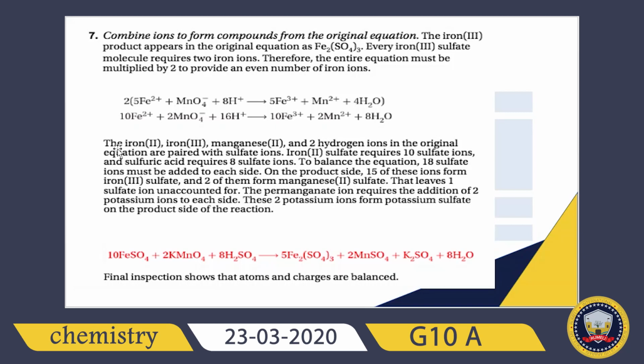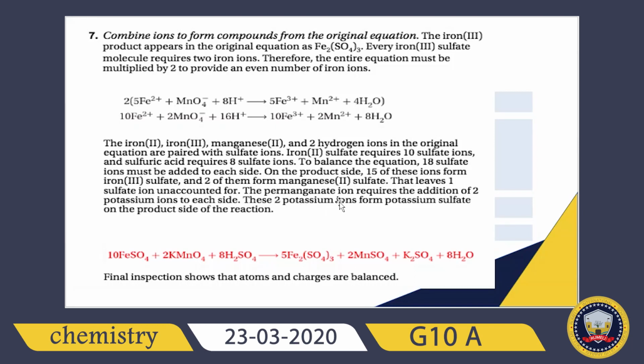You will see, don't worry. Then, what do we do? The iron 2, iron 3, manganese 2, and hydrogen ions in the original equation are paired with sulfate ions. Iron 2 sulfate requires 10 sulfate ions, and sulfuric acid requires 8 sulfate ions. To balance the equation, 18 sulfate ions must be added to each side. On the product side, 15 of these ions form iron 3 sulfate, and 2 of them form manganese 2 sulfate. That leaves 1 sulfate ion unaccounted for. I am reading it with you step by step so you can understand.